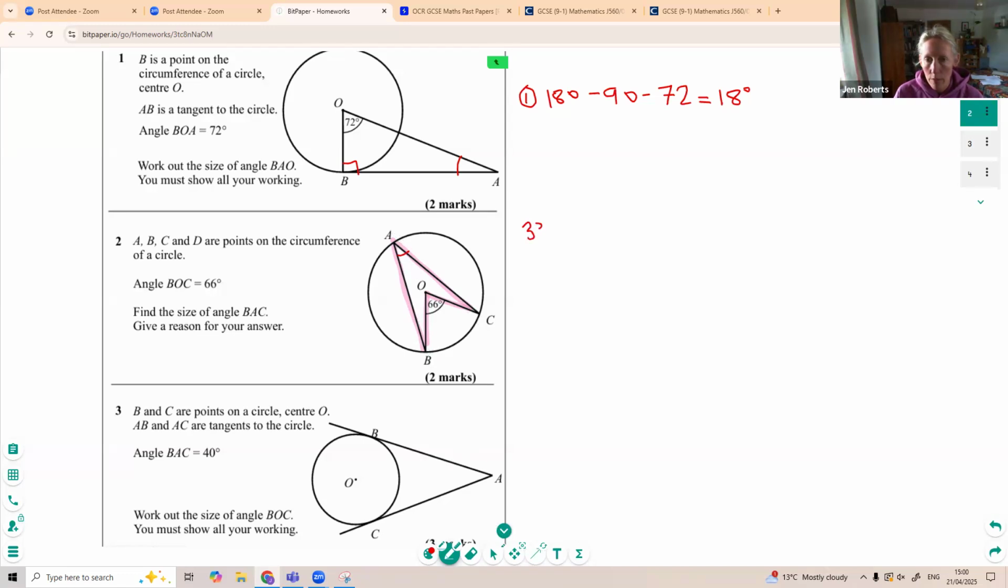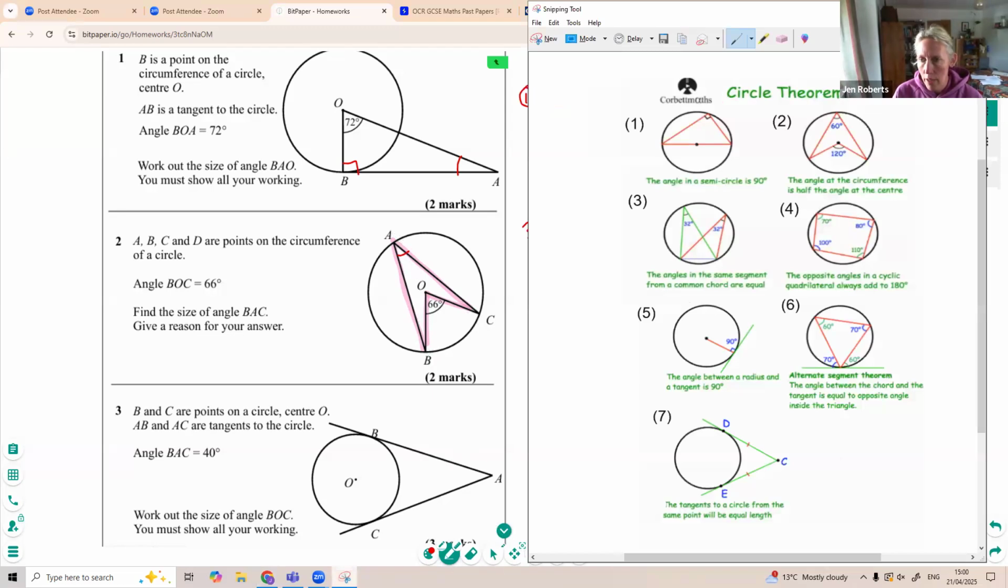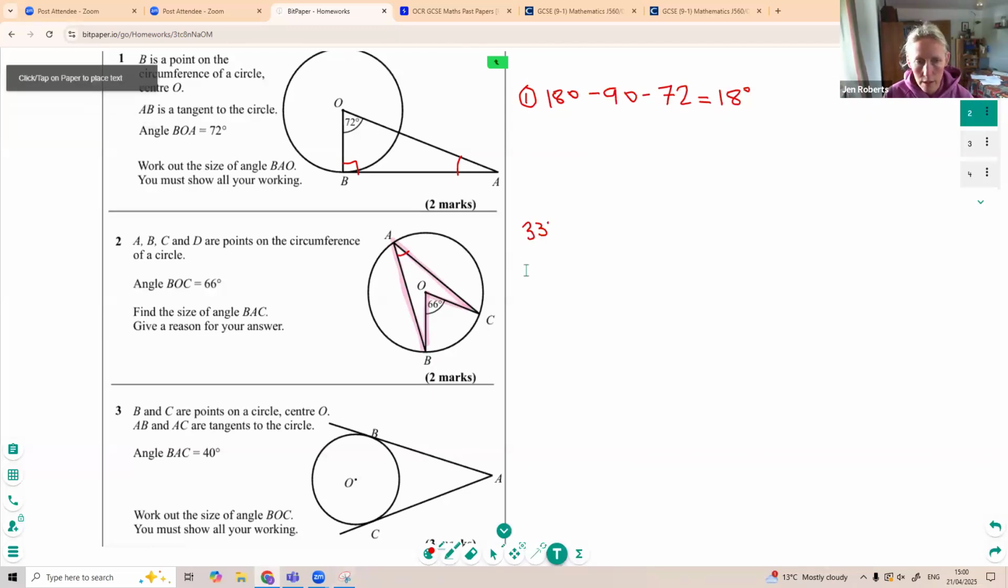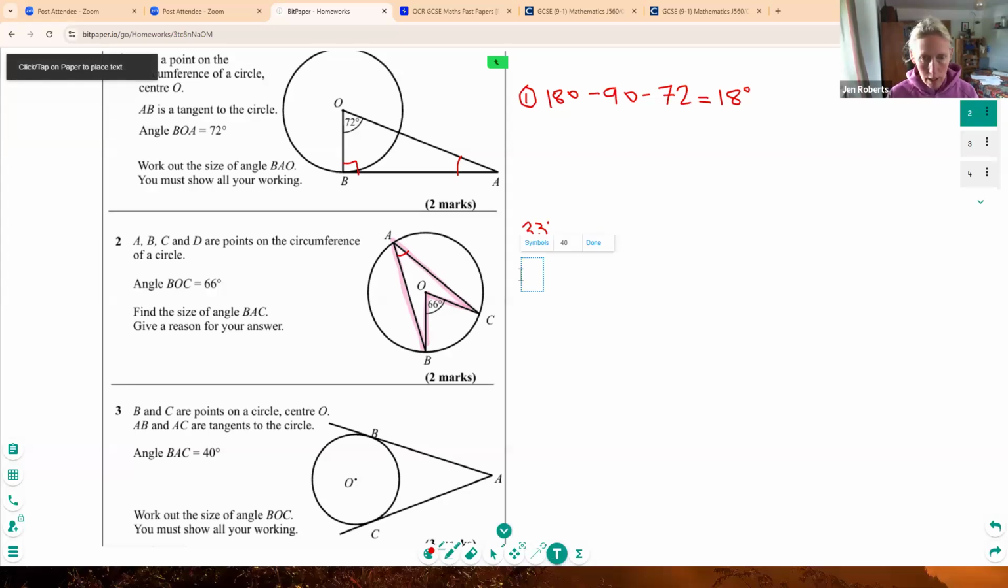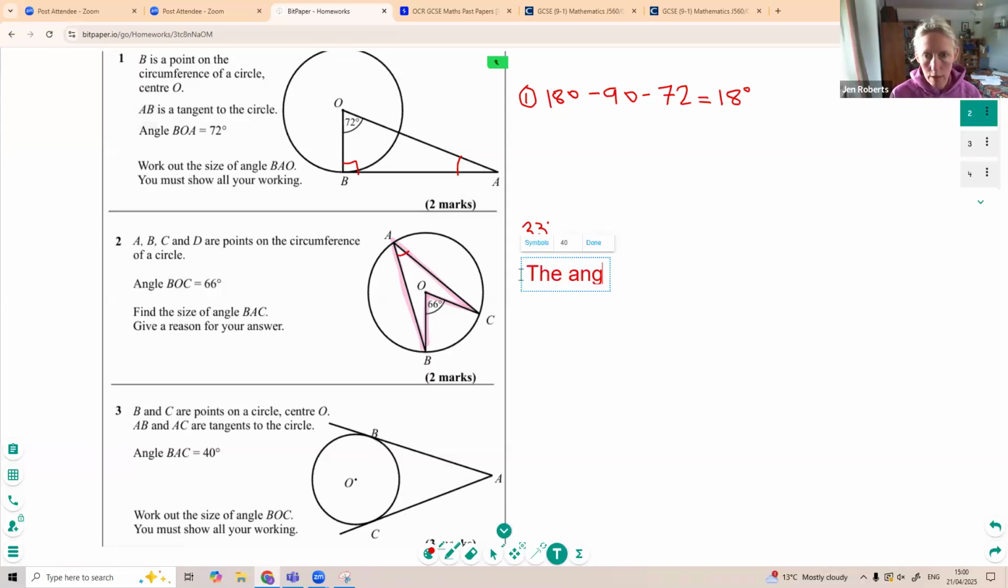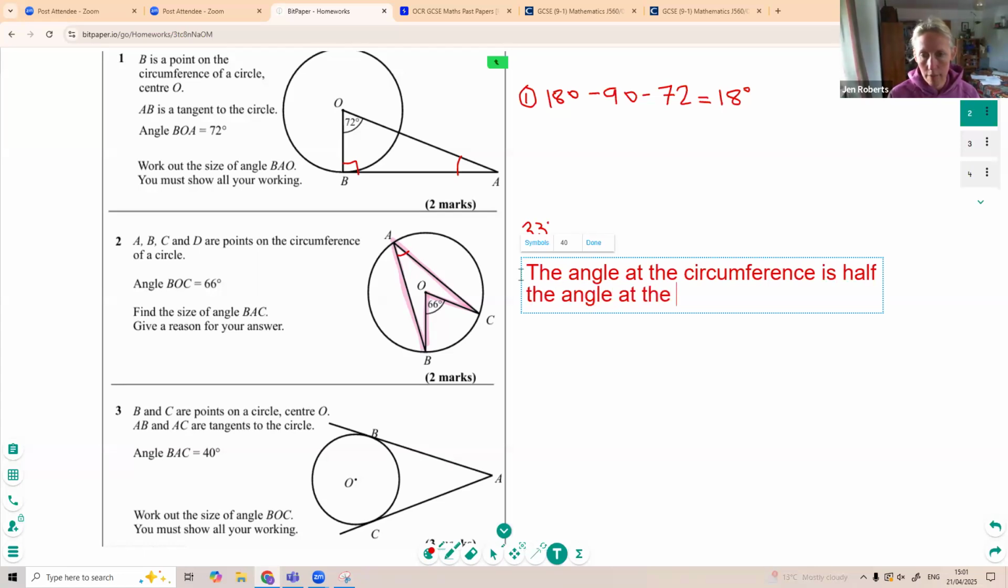And well, what's our reason? You have to quote this. Something along the lines of the angle at the circumference is half the angle at the centre. Or you might just have the angle at the centre is double the angle at the circumference. 2 marks.